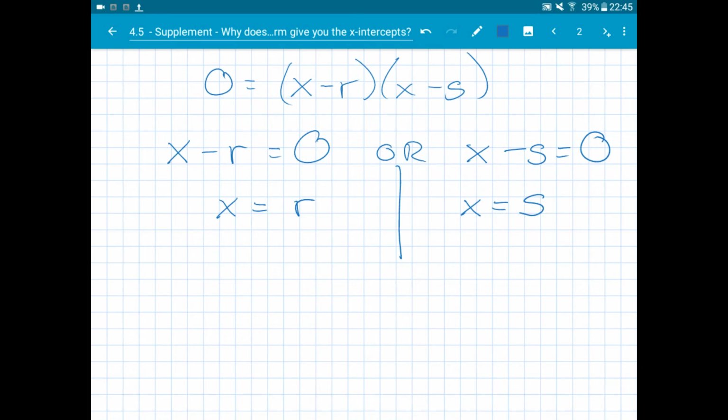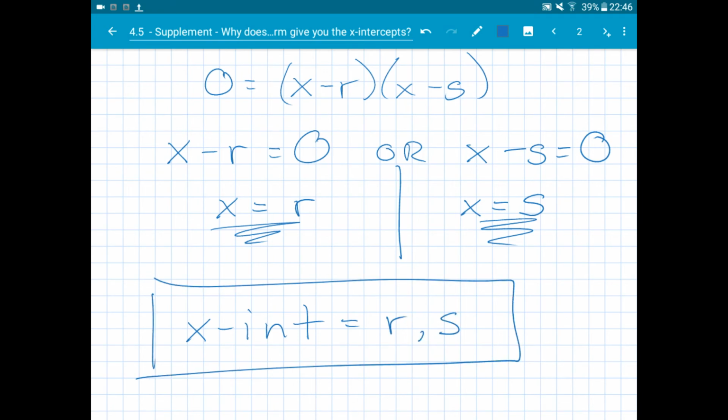And so we know that we're stuck on that x-axis, so both of these are x-intercepts. Therefore, the x-intercepts have to be equal to r or s. And there you go. You've got two x-intercepts, and that's the reason why factored form gives you the x-intercepts. So hopefully that helps you out if you were at all curious.